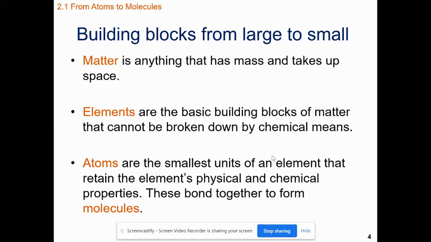So let's talk elements. There are several different kinds of elements. There are about 92 naturally occurring elements. An atom is just the generic for the smallest unit of any given element that retains the physical and chemical properties. We can take individual atoms and bond them together to form molecules.